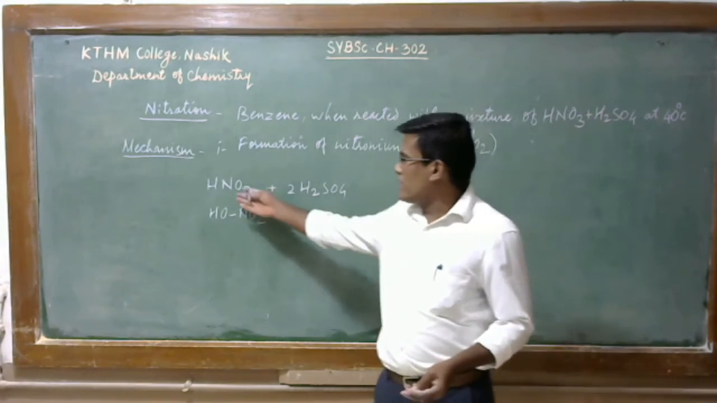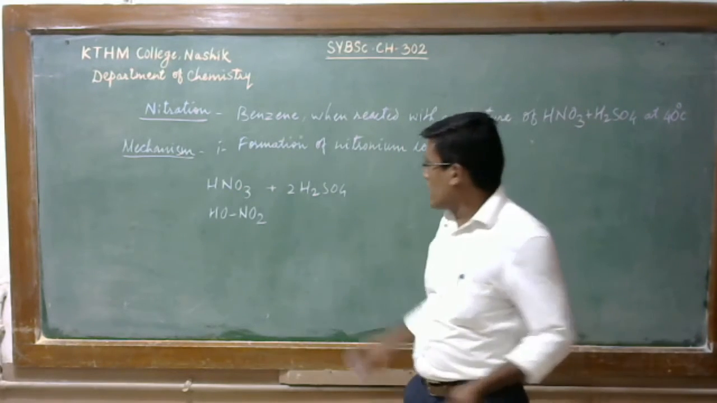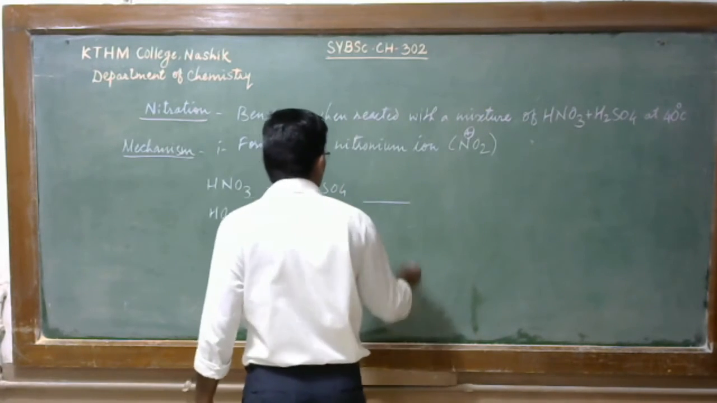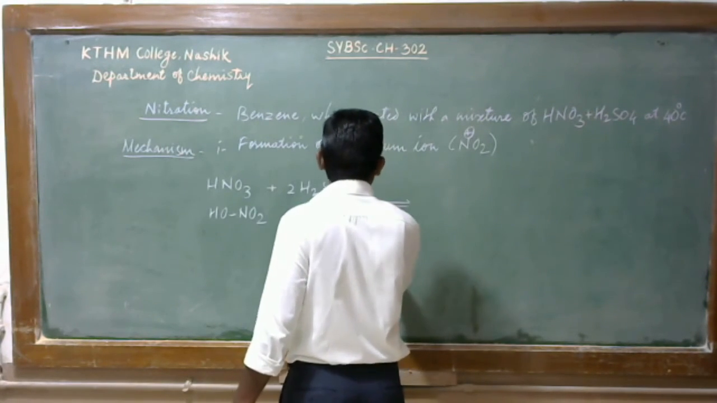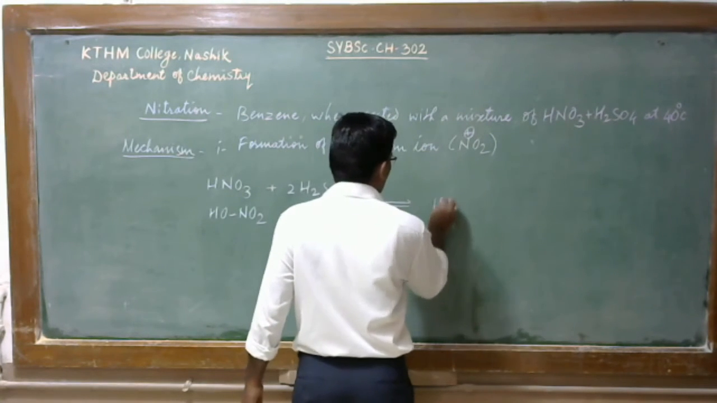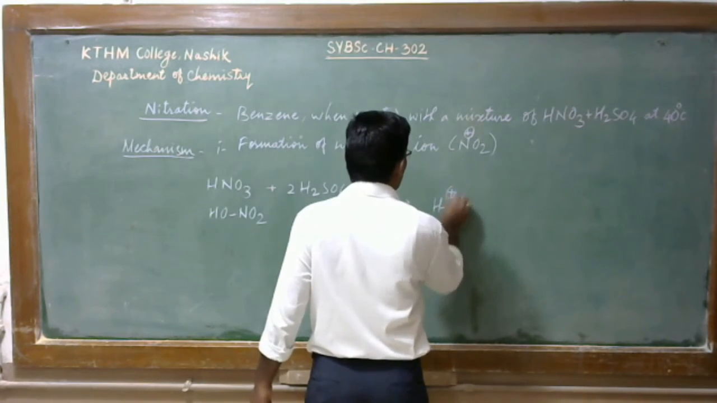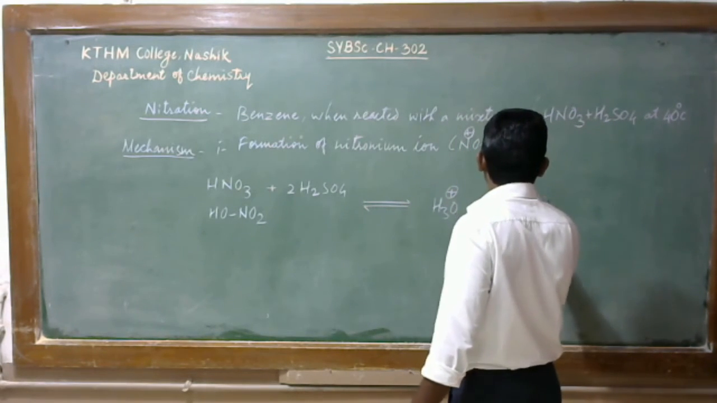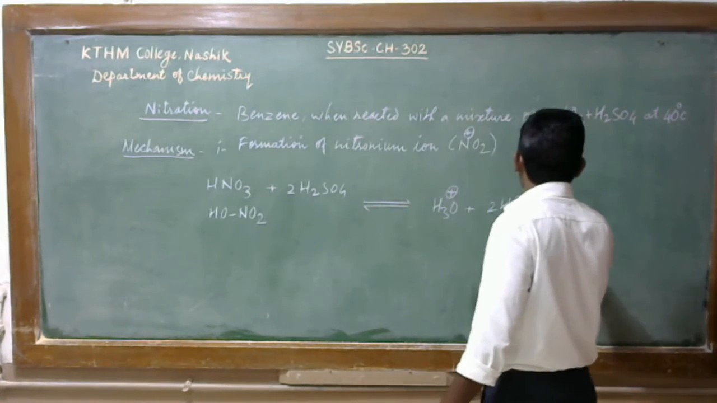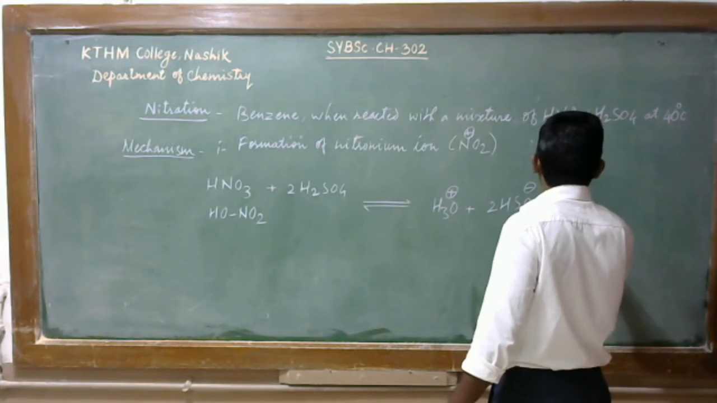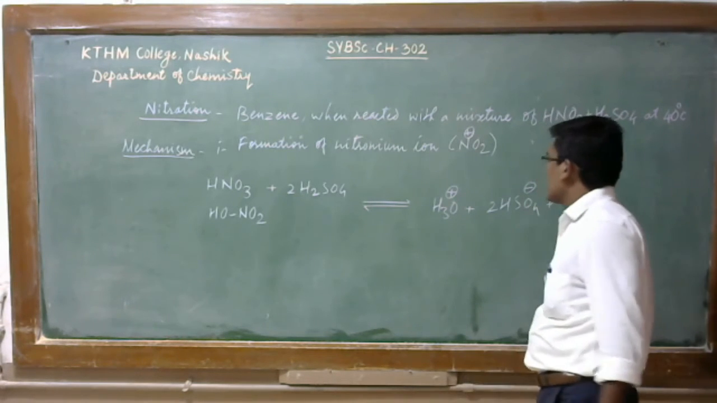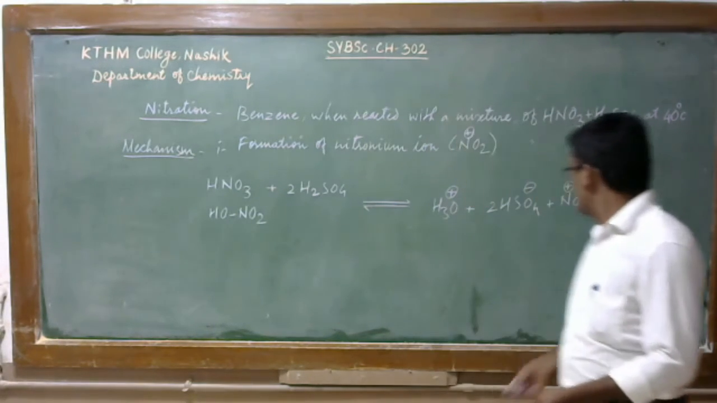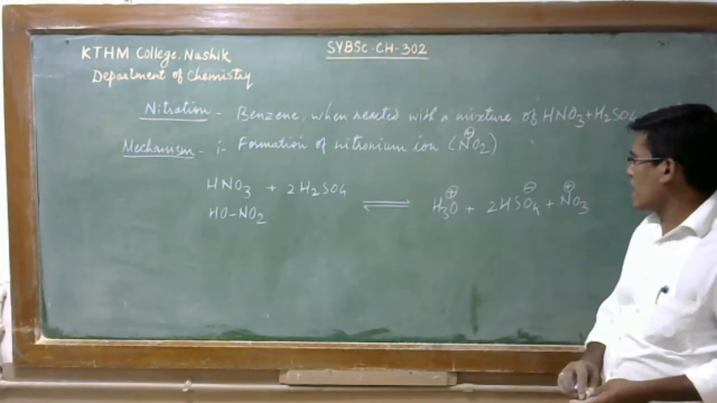So this is the weak acid. It ionizes this nitric acid, which gives plus, this is the conjugate base, plus nitronium ion. In this first step, we can generate this nitronium ion.